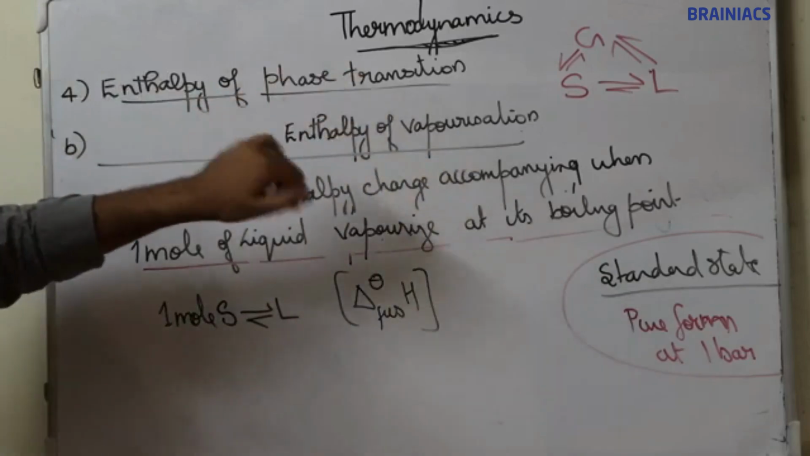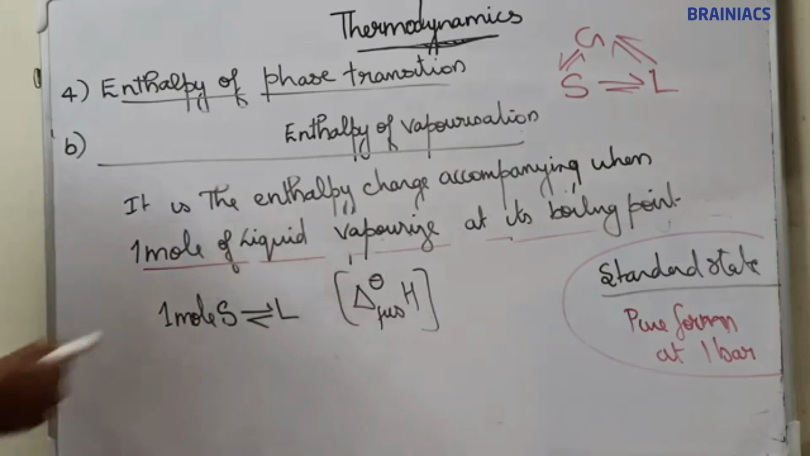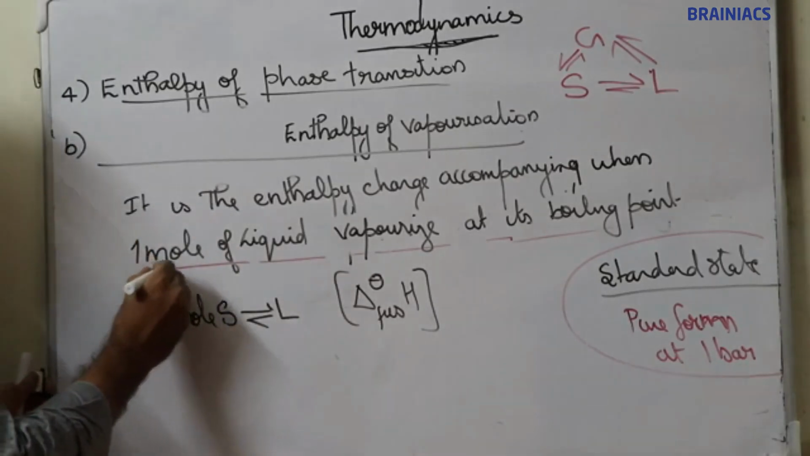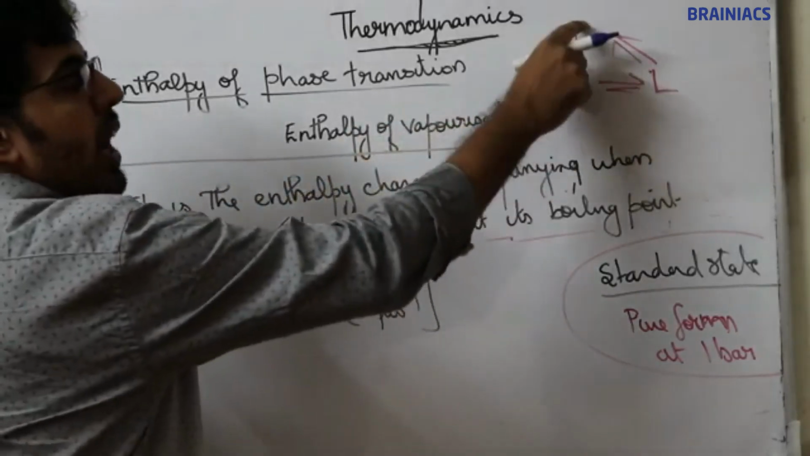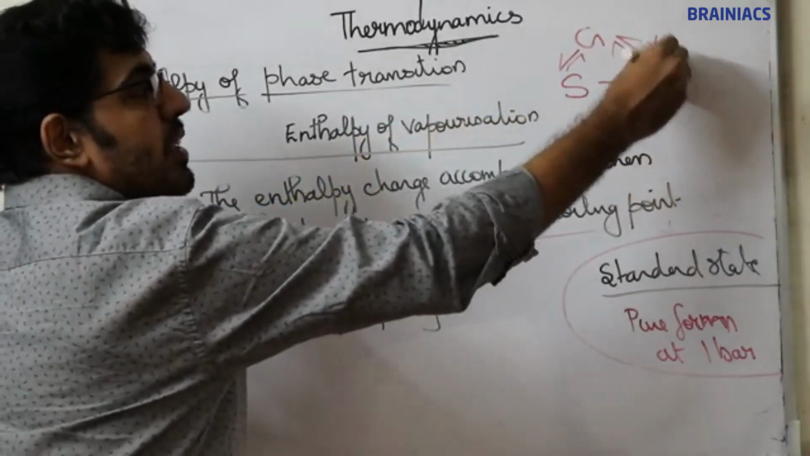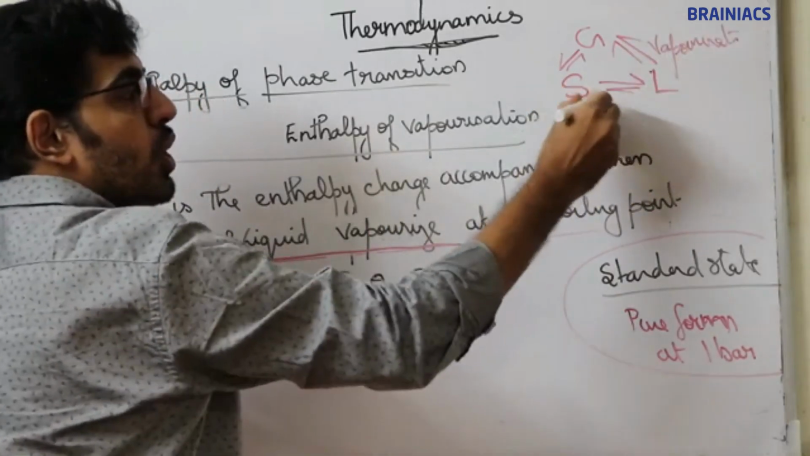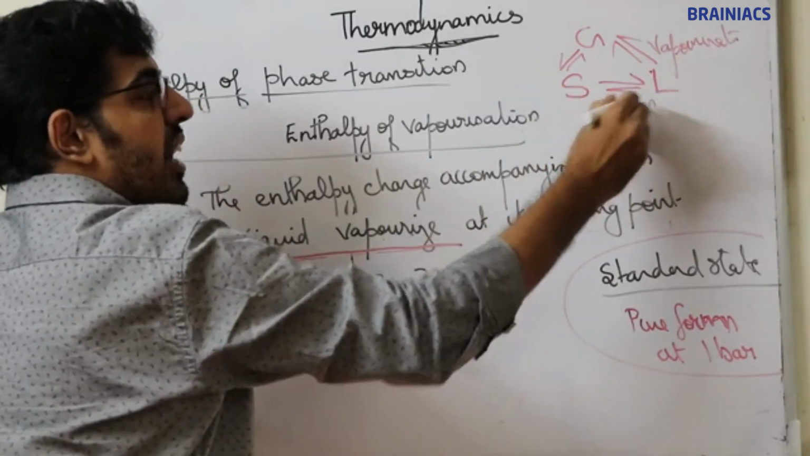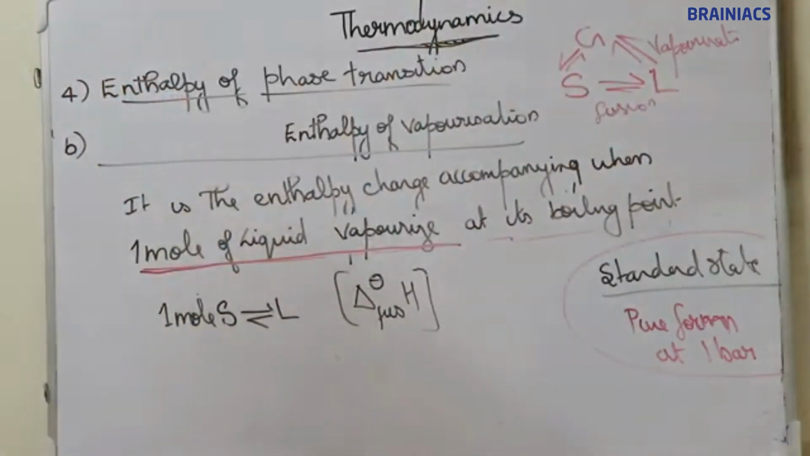Moving on to the second one. Second phase transition reaction, that is vaporization reaction. What is vaporization reaction? Vaporization reaction means 1 mole of liquid vaporizes, liquid to gas. That reaction is known as vaporization reaction. Solid to liquid is fusion reaction, and liquid to vapor is vaporization reaction.